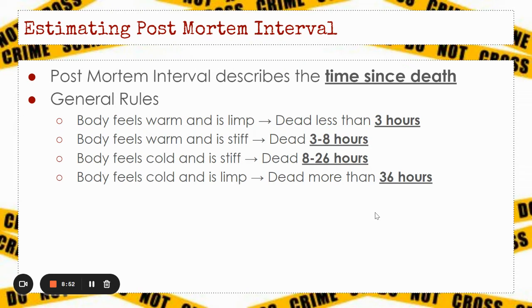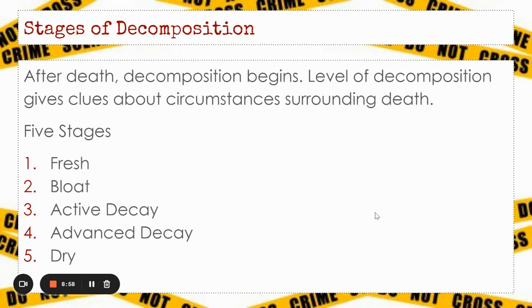There are other things that can be examined to narrow down this time frame a little bit more, but these are some general guidelines. After death, the decomposition process is going to begin. The level of decomposition gives clues about the circumstances surrounding their death. There's 5 different stages of decomposition: fresh, bloat, active decay, advanced decay, and dry.